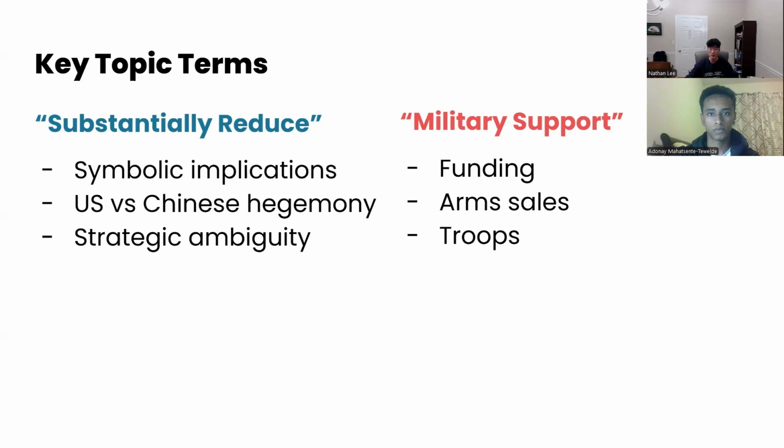Then the second key term that stands out to me is military support. Right now, there are a lot of different ways the US is providing support to Taiwan, whether it's through funding or directly selling weapons to them, which is called arms sales, or by stationing US troops.